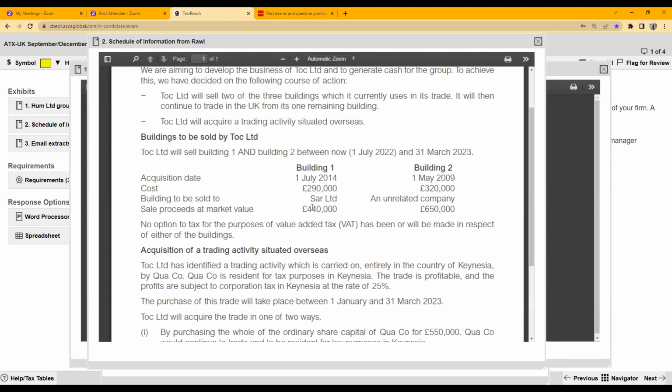Sale proceeds at market value is 440,000. Any asset for capital gains purposes is always disposed at market value, right? So the disposal would always be recorded at market value.